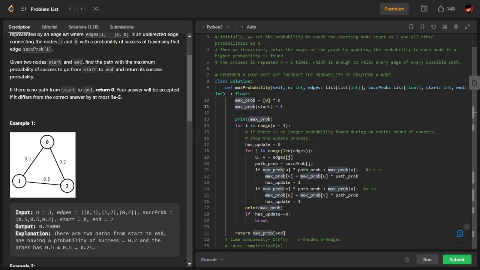And if you talk about the time and space complexity, it's a bit easier here, because I am going to relax all the edges n minus 1 times. Let m be the number of edges. In that case, each edge will be relaxed n minus 1 times. So the time is going to be O of n into m. And because we have an array to store the probability of each node, the space complexity will be O of n, where n is the number of nodes.